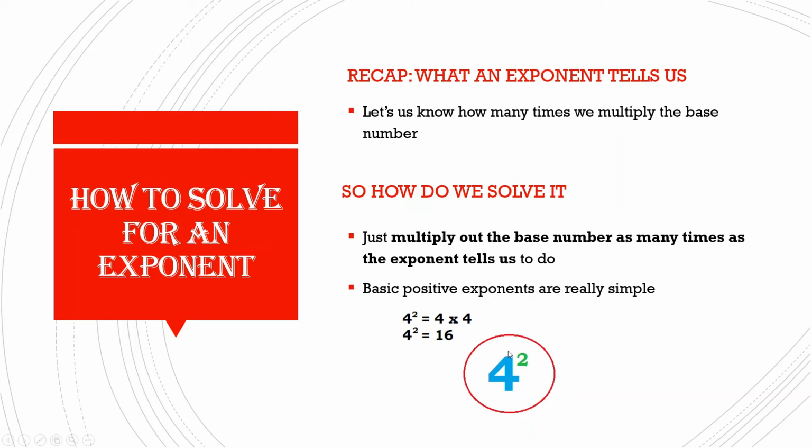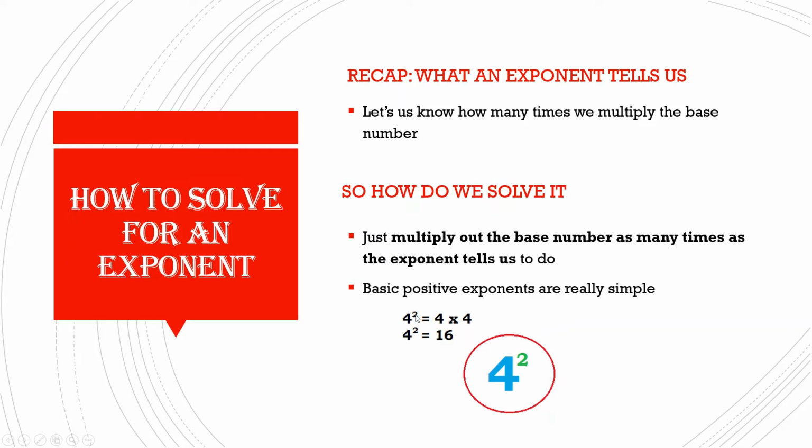So how to solve for an exponent. Recap what an exponent tells us. It lets us know how many times we multiply the base number. So how do we solve it? Just multiply out the base number as many times as the exponent tells us to do. Basic positive exponents are really simple.